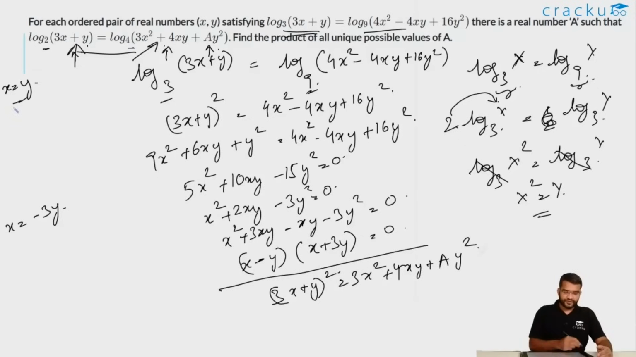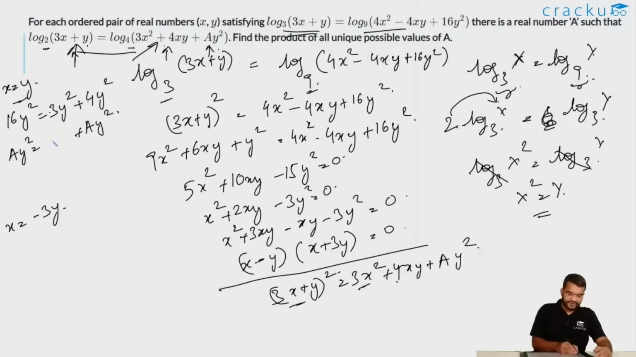If x is equal to y, the argument on the left hand side will become equal to 4y. So this will equal 16y², which equals 3x², which will again equal 3y², plus 4xy will become equal to 4y², plus ay². Or as you can see, this would imply that ay² is equal to 9y², or the value of a should equal 9. This is one case.